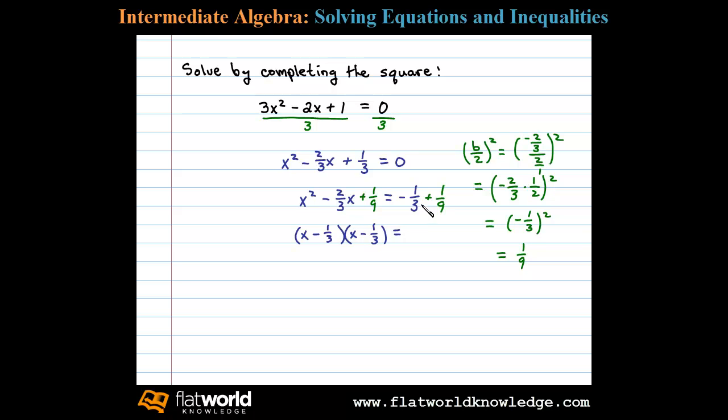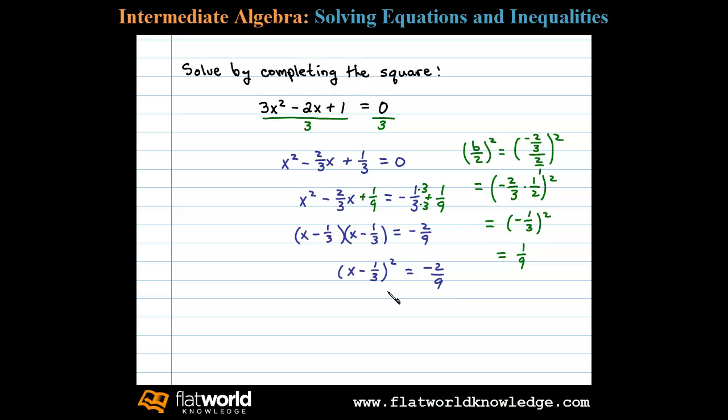Now on the right side here we need a common denominator. So I'll go ahead and get the equivalent fraction here. Negative 3/9. Negative 3/9 plus 1/9 leaves us with negative 2/9. And so at this point we've completed the square. We have the quantity x minus 1/3 squared equals negative 2/9.